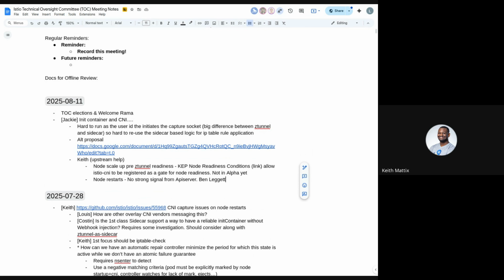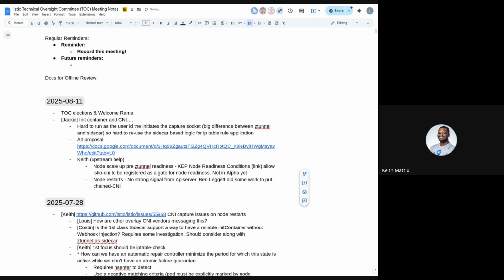With Ben's changes, the chained CNIs would be in a subdirectory. And so as long as that subdirectory is persisted after node restart, then Cilium won't crush it. And on a restart, the node will wait for the Istio CNI to be up and running before scheduling any pods. Or, it's actually after scheduling, but pods won't be able to come up because containerd specifically is still waiting for CNI to execute.